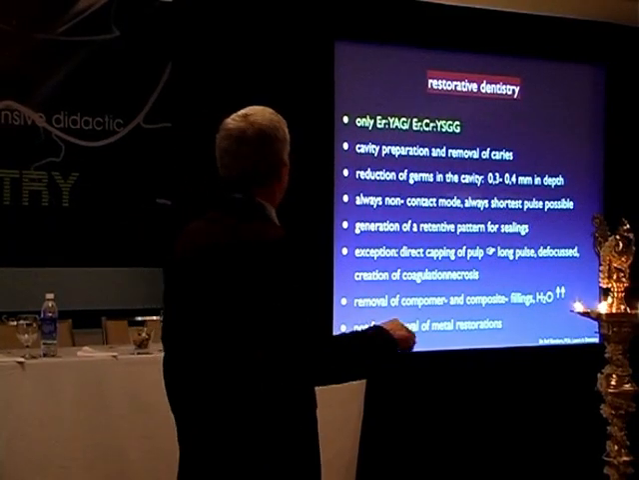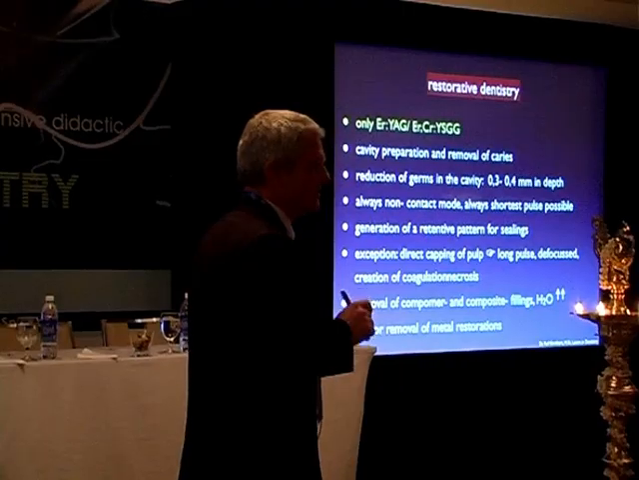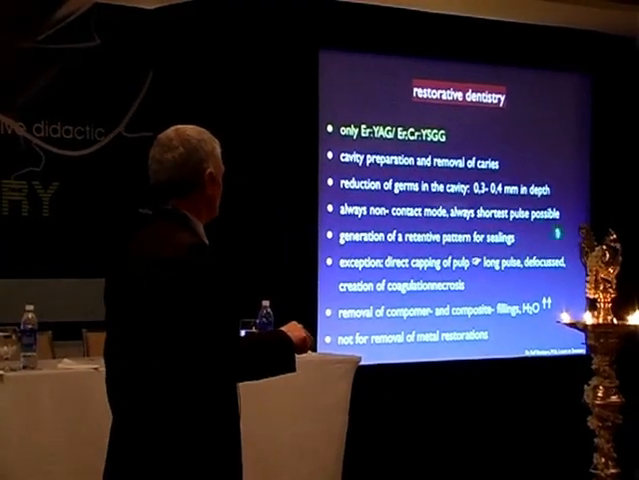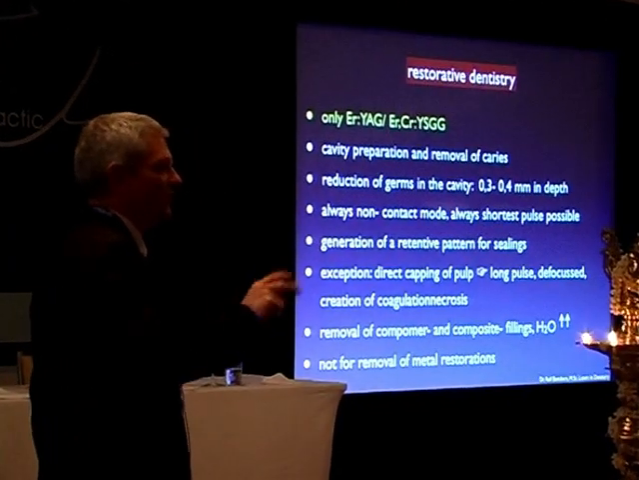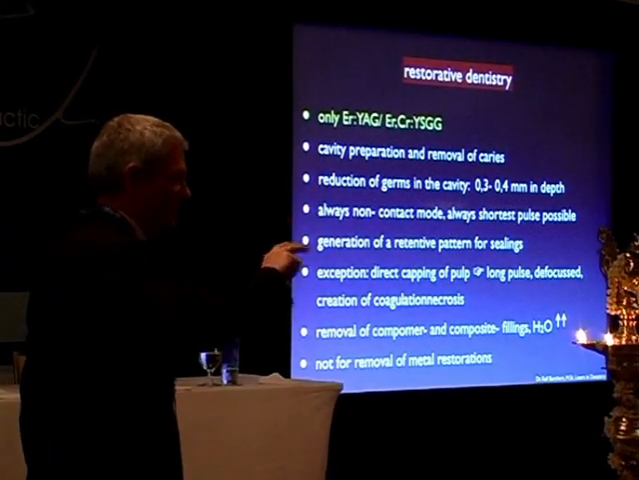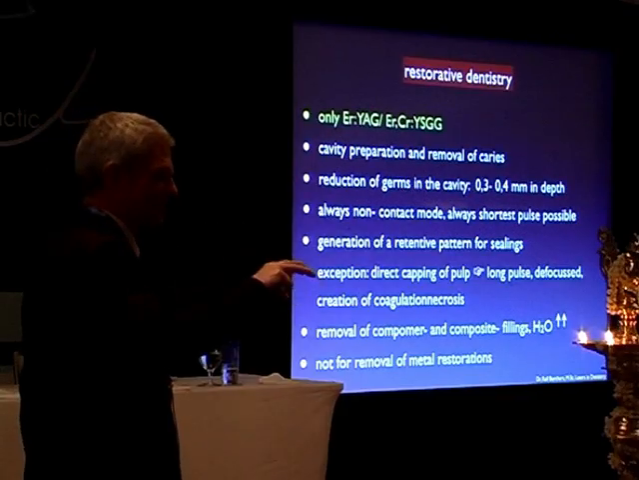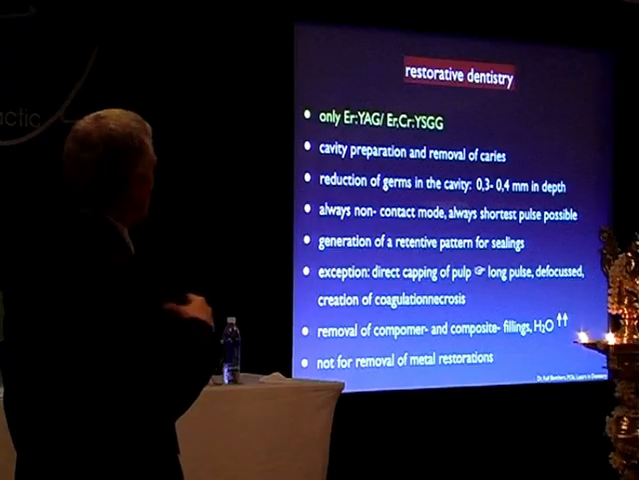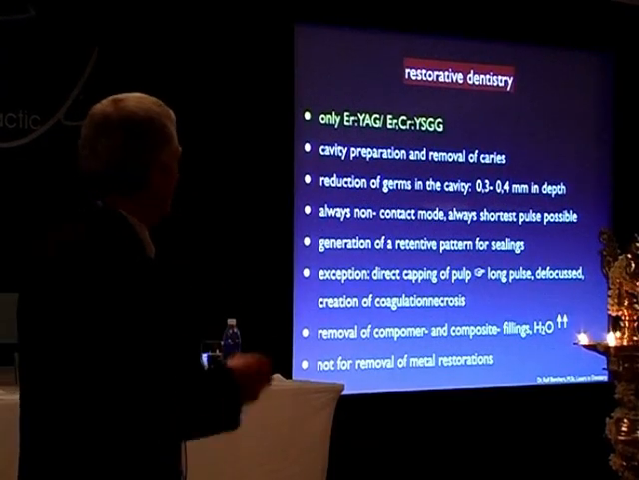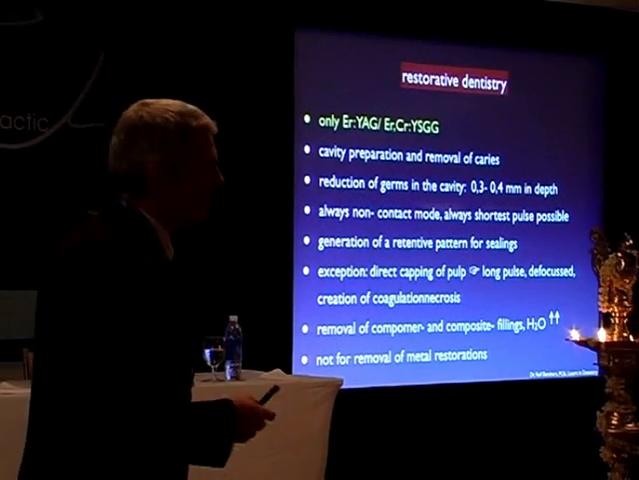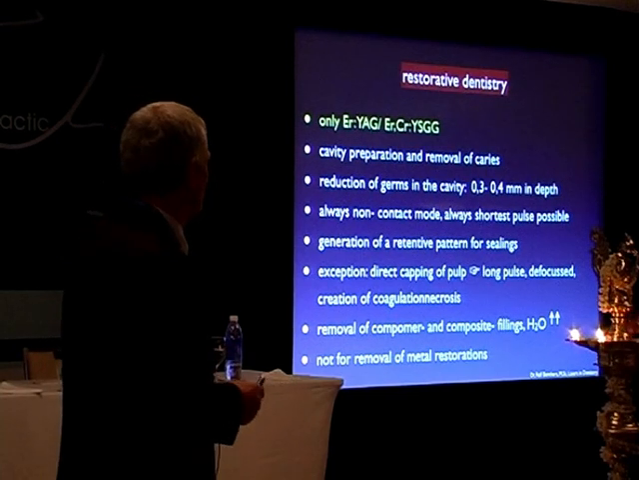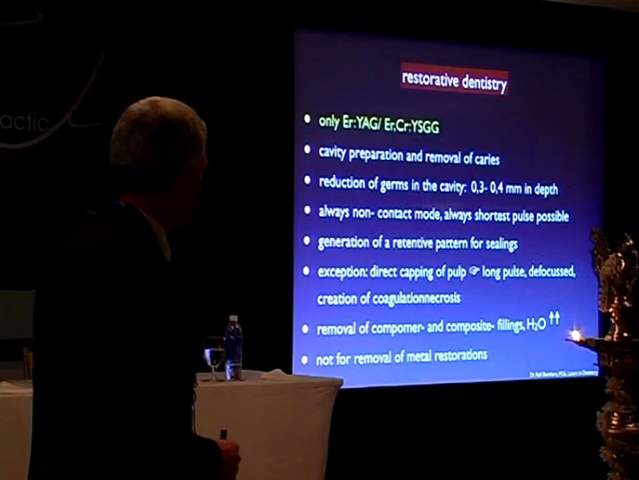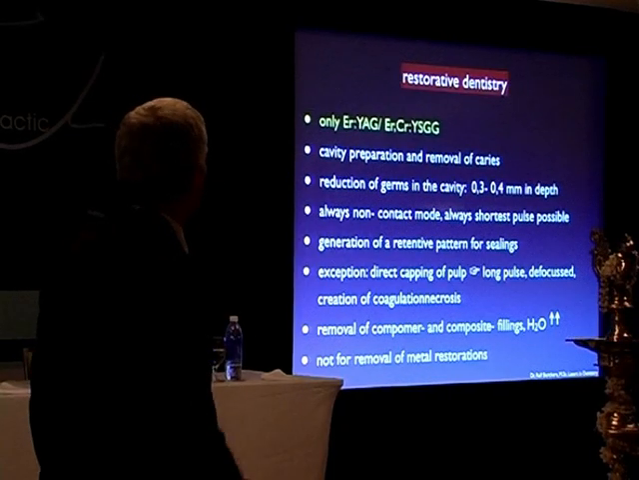You can use the erbium YAG in restorative dentistry only in non-contact mode, and always with the shortest pulse possible, because only a very short and high pulse can create a sufficient ablation of the tissue. So if you have not a very high pulse and a long pulse, you are not able to create a sufficient ablation of the tissue. You can generate a retentive pattern for sealings, perhaps.